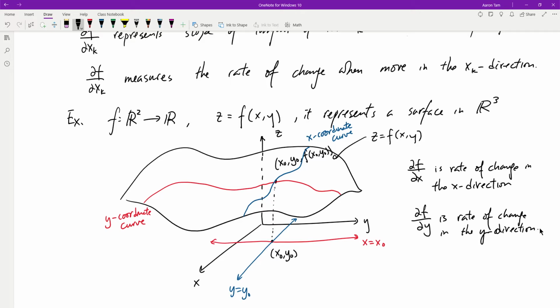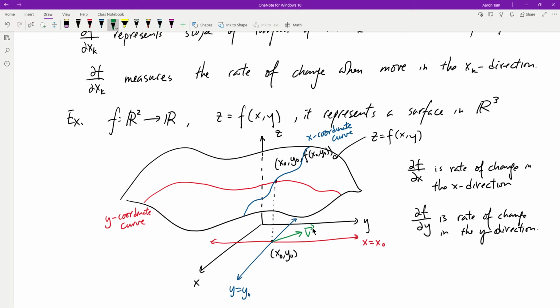So here comes the question. What if we don't want to move just in the x direction or the y direction? If you think about it, notice the following. If I'm at this point, x sub 0, y sub 0, I can definitely move along the blue line in the x direction, or I can move along the red line, which is the y direction. But what if I want to move not in those two directions, but in this direction, a direction defined by vector v?